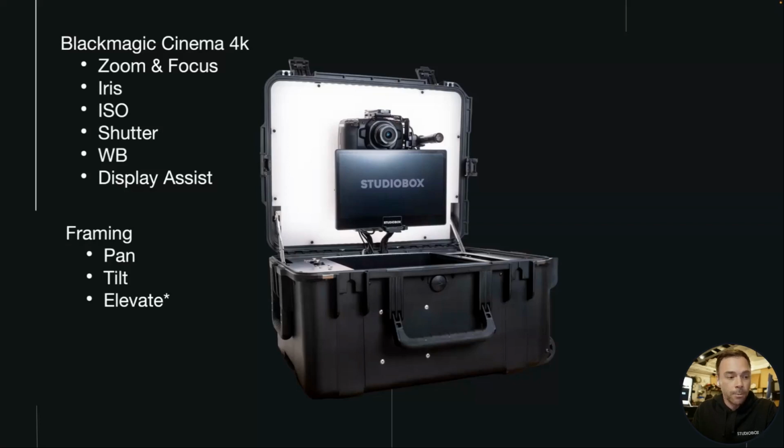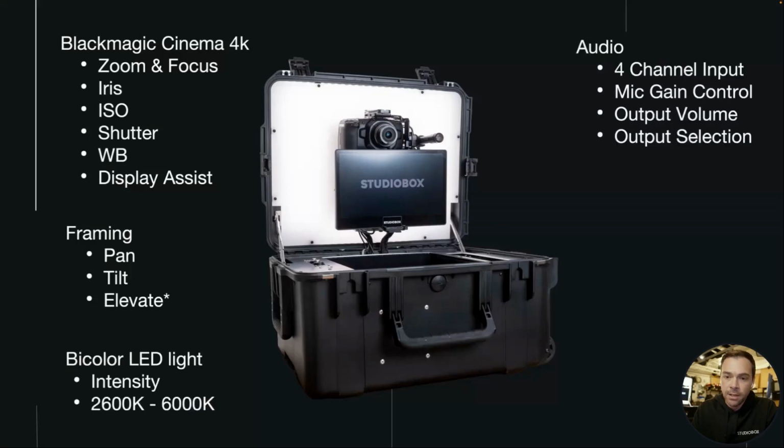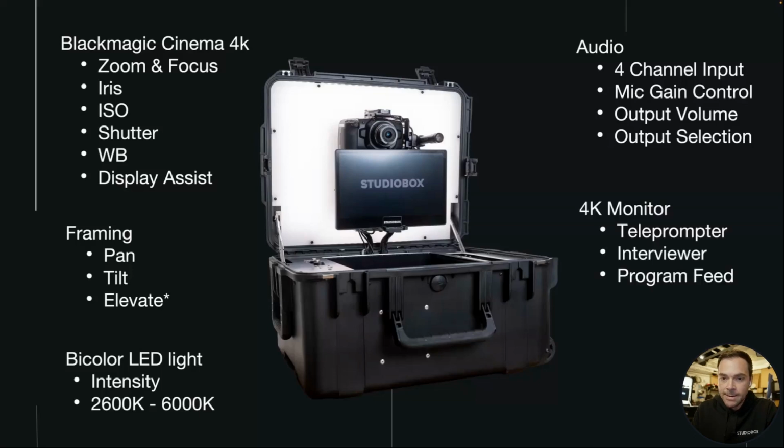We're working on a version 2 of our box that should be done in about a month. And that's going to have elevate control, so you'll be able to change the height. And we've got a bicolored LED light built into the lid. And then we've got 4 channels of audio control, and you're going to control the gain levels, and you can also control how the volume comes out of the box, whether it's through the speaker or a headphone, or you can route those in different ways if you want a producer in your ear while the video feed's coming through the speaker or something like that.